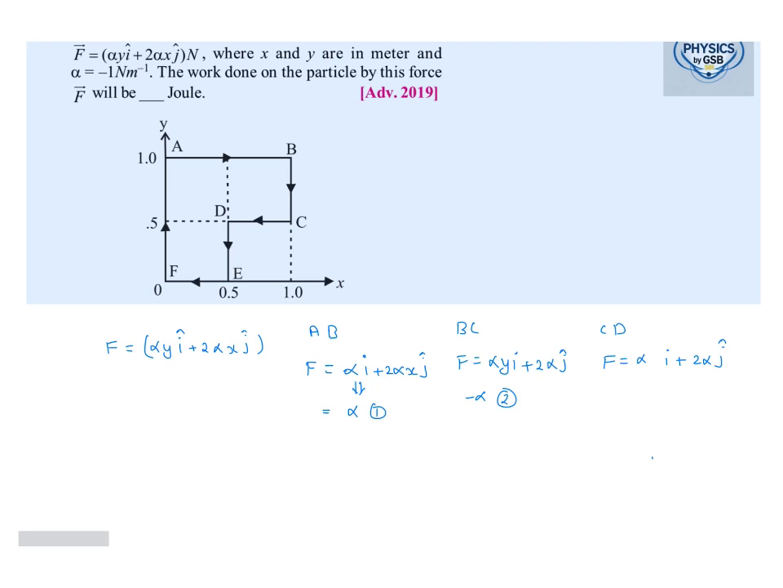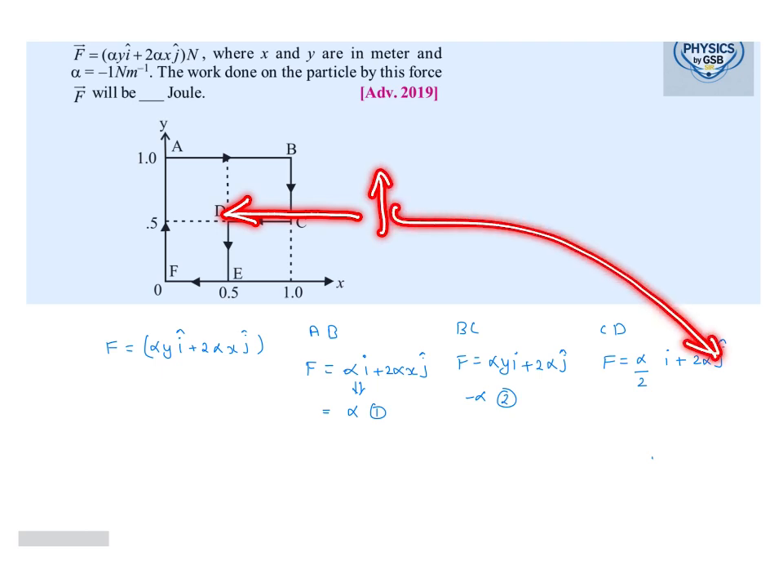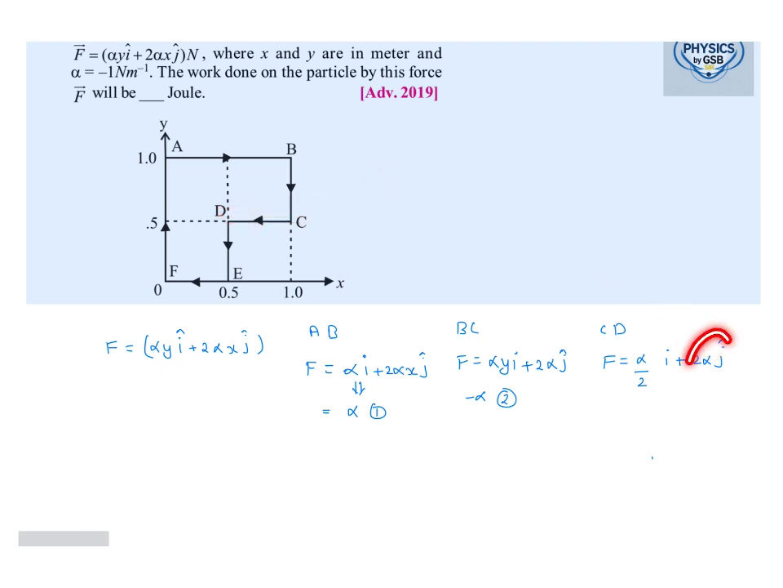Right? So 0.5 means 1 by 2. And again, now we are moving in x direction. So all the forces which are in y direction will not be responsible for doing work. So this component or this force is not responsible for doing work. Whatever work is performed, it is performed by alpha by 2, which of course is in I direction, and we are moving in minus I direction.